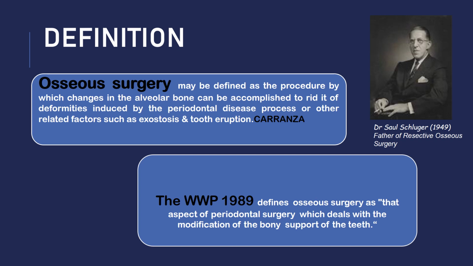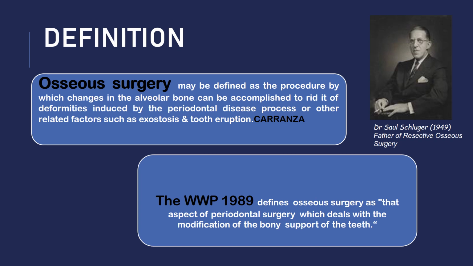So coming to the definition of osseous surgery given in Carranza, this is defined as a procedure by which changes are made in the alveolar bone. So we are making changes on the alveolar bone to get a physiological bone form. This can be accomplished to rid it of deformities induced by the periodontal disease process or other related factors such as exostosis and tooth eruption.